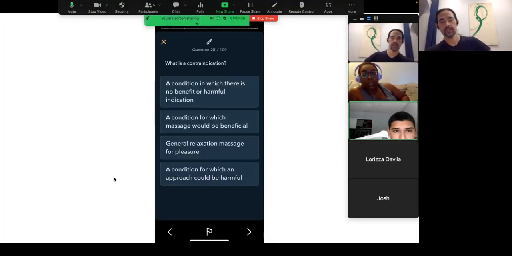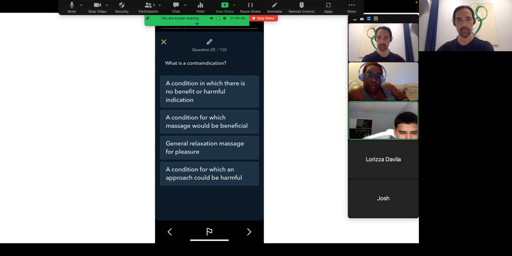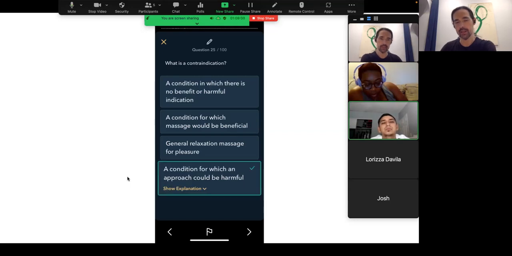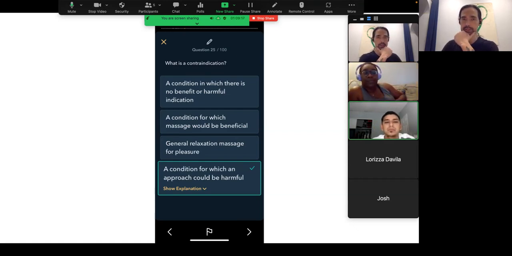Okay, which of these is a contraindication? Now, what is a contraindication? A condition in which there is no benefit or harmful indication, a condition for which massage would be beneficial, general relaxation massage for pleasure, a condition for which an approach could be harmful. And the answer is a condition for which an approach could be harmful. When they say an approach in this context, what they mean is some kind of therapeutic application.